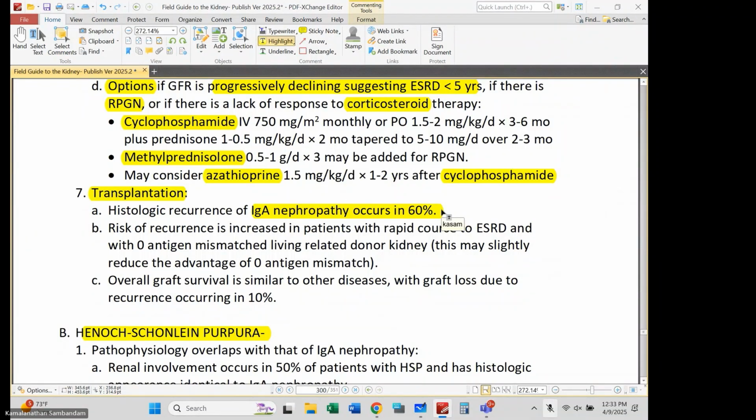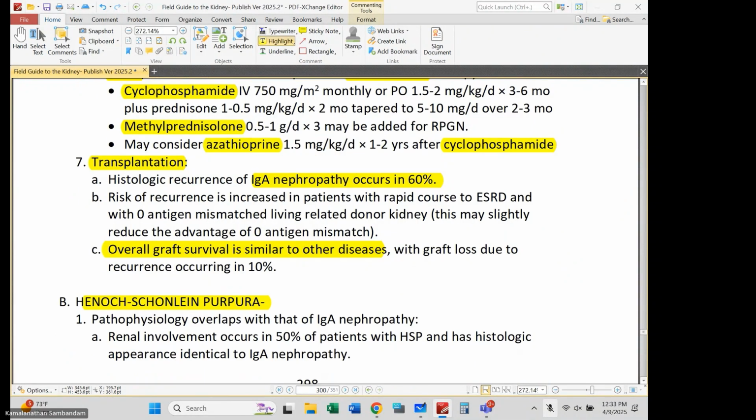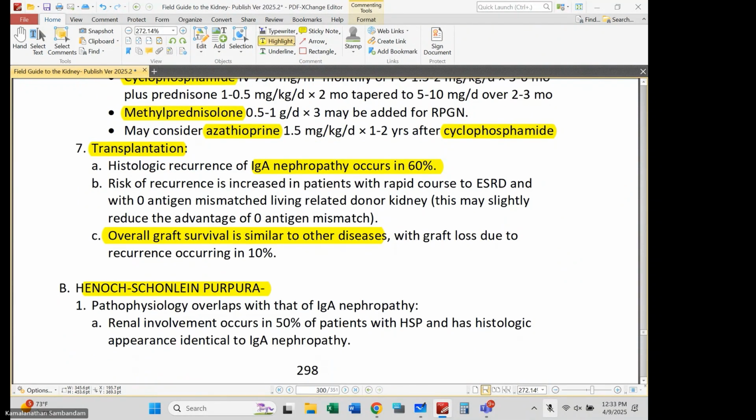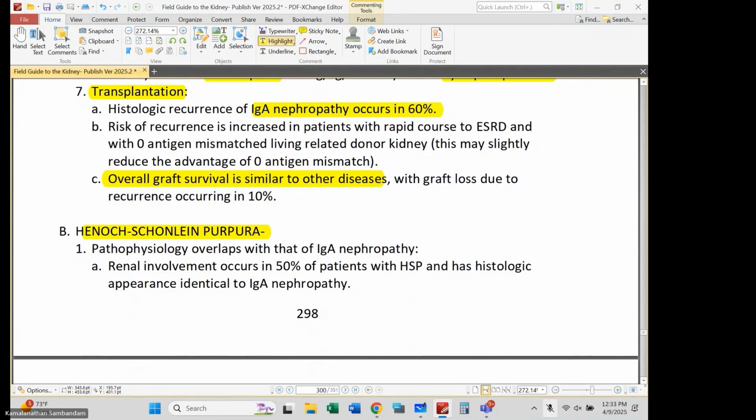Okay, so I've punctuated this by saying the overall graft survival really doesn't seem to be adversely affected by this high recurrence rate of IgA nephropathy in the allograft. Okay.